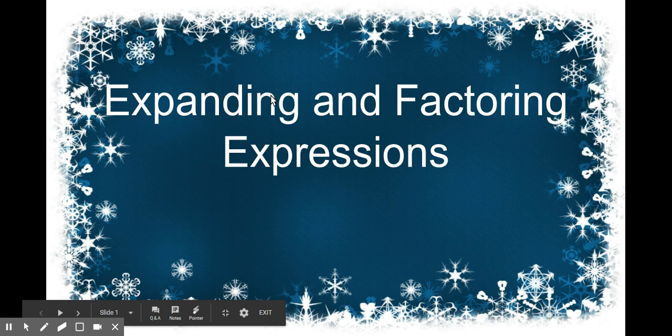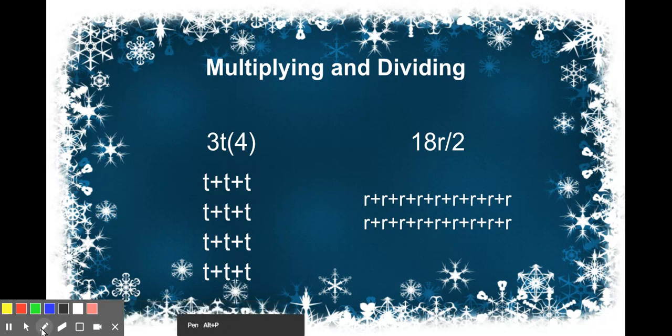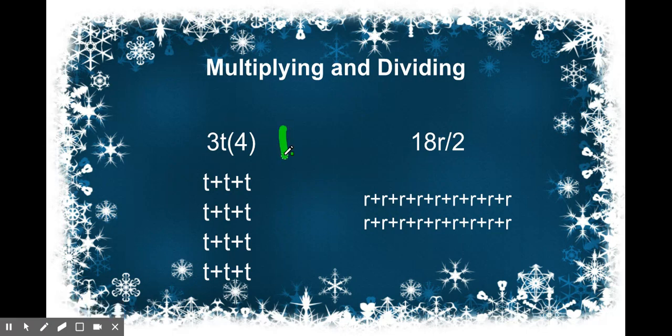This is 7.4, expanding and factoring expressions. What we're going to look at first is just some multiplying and dividing. Here I have 3t times 4, and I know that gives me 12t.